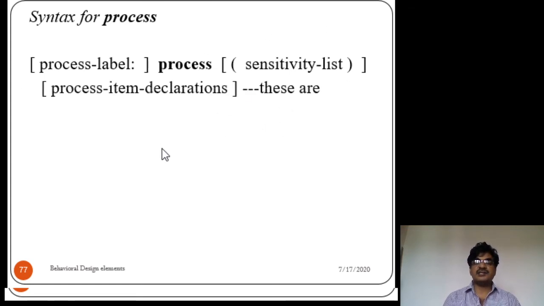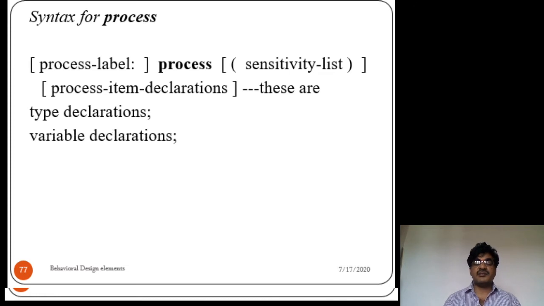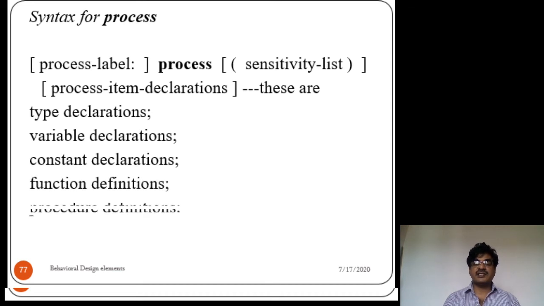Then declarations. The different declarations are type declarations, variable declarations, constant declarations, function declarations, procedure definitions, function definitions, and loop statements. These are all the declarations you can declare in the declarative part of the process. Then the statement part starts.